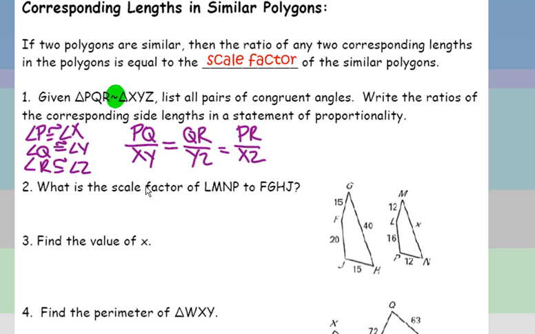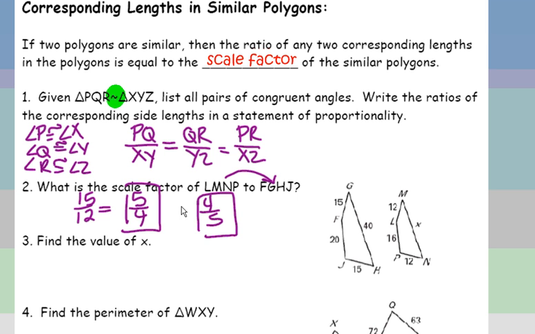So if I'm trying to find the scale factor of LMNP to FGHJ, I just have to find a pair of corresponding sides. So let's see, GF is going to correspond to ML, which means that I've got 15 over 12, and then when we reduce that, we wind up with 5/4, and that's going to be my scale factor. You could also say 4/5. Right, 4/5 would be okay. And actually, in this case, since I'm going from the larger to the smaller, I would probably go with this as my scale factor because it shows how I reduce.